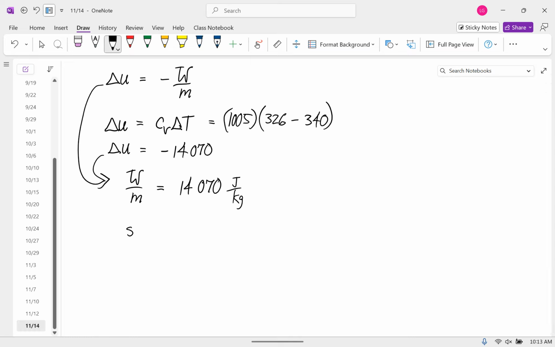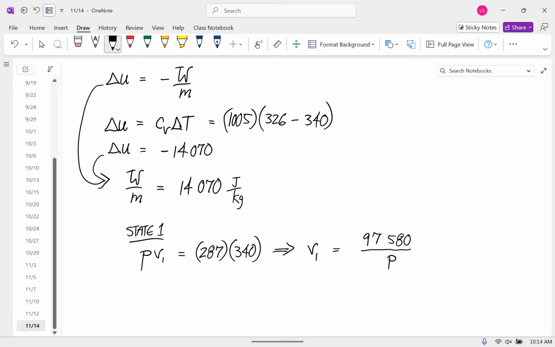So at state one, we have P times V1 is equal to 287 times 340. And so V1 is equal to 97,580 divided by P, whatever this P is.